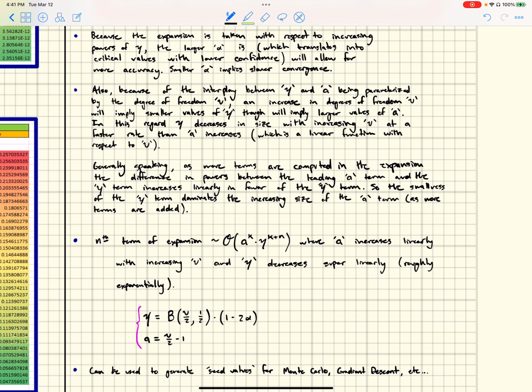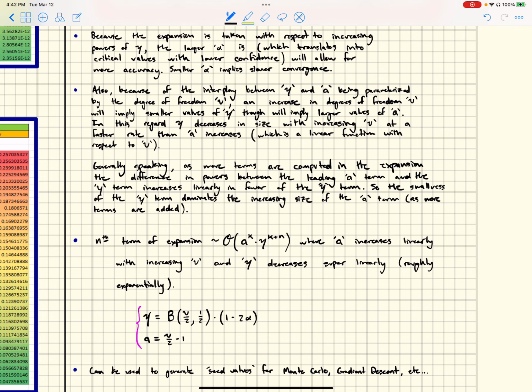And the second bullet point: because of the interplay between gamma and A, both of which are parameterized by the degrees of freedom represented by V, an increase in degrees of freedom V will imply smaller values of gamma, though that will imply larger values of A. So you have to balance these two. In this regard, gamma decreases in size with increasing degrees of freedom V at a faster rate than A increases. A is just a linear function with respect to V.